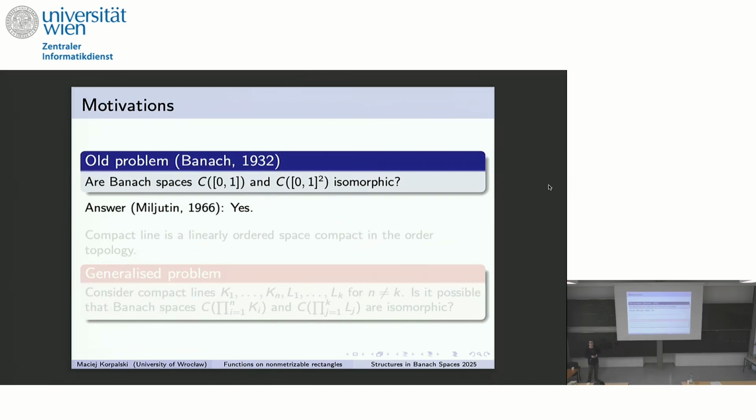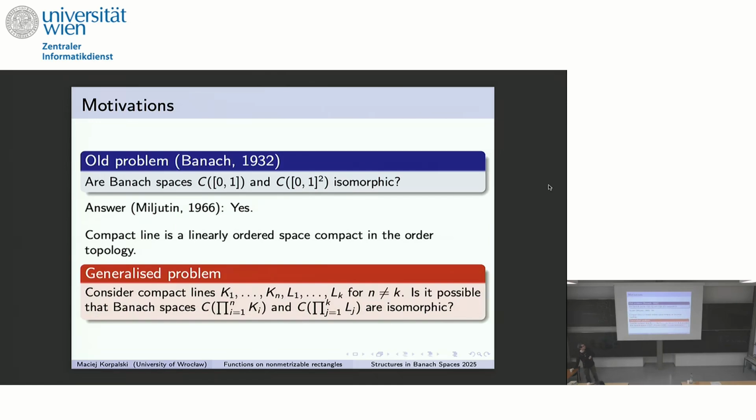So first is a teaser, some old problem which is related to my problem. This is the problem by Banach, whether the spaces of functions on the unit interval and on the unit square are isomorphic to each other. And this is well known so far that, yes, they are isomorphic because, of course, Milutin's theorem.